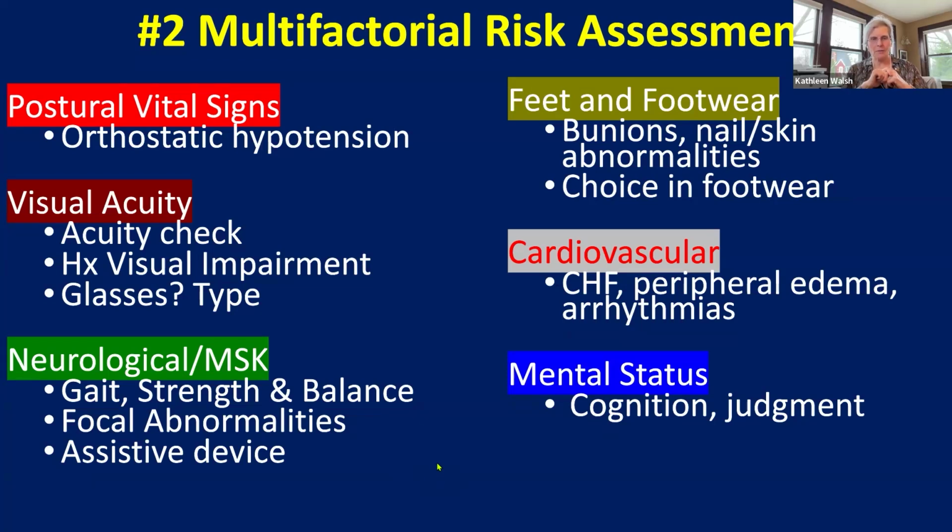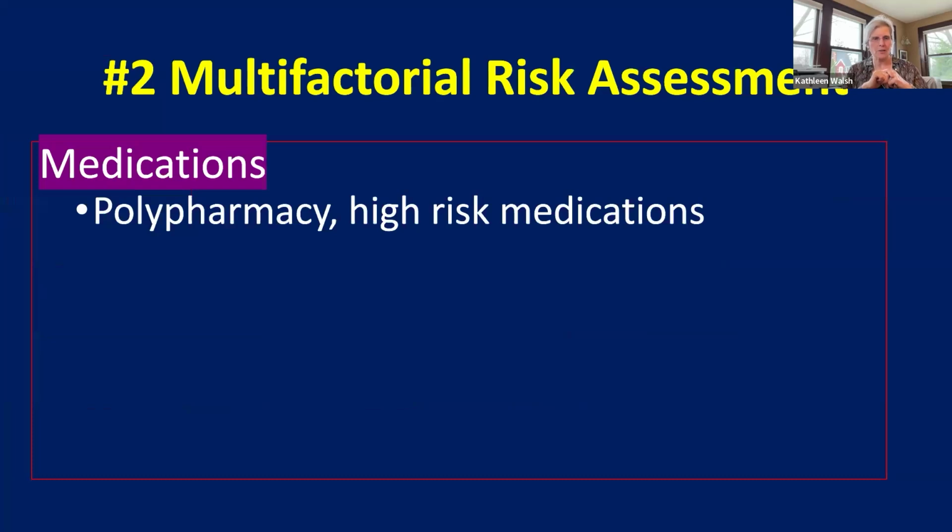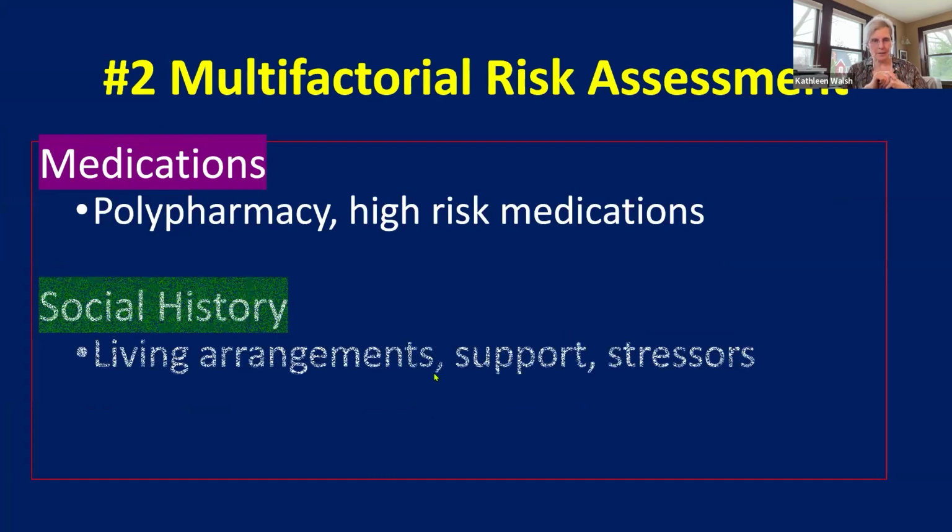We're not finished yet for the multifactorial. So the next page, polypharmacy. Huge. Social history, living arrangements, support, and stressors.